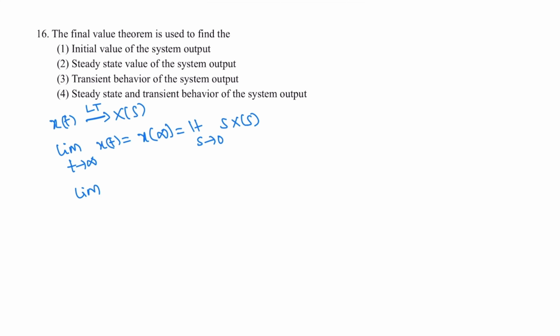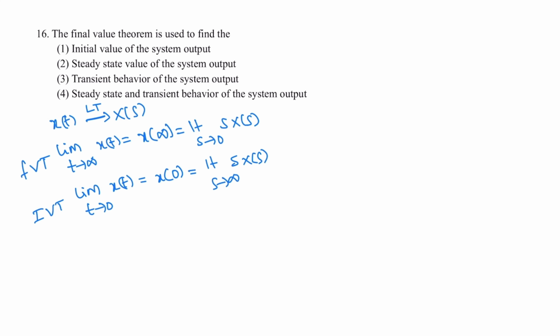Similarly, the initial value theorem is limit t tends to 0 of x of t, equal to x of 0. Its value is limit s tends to infinity of s into x of s. So this is the final value theorem and this is the initial value theorem.